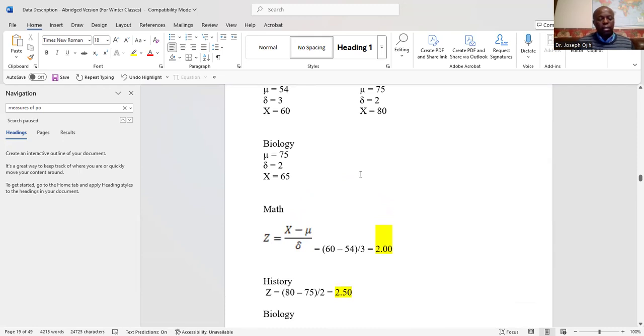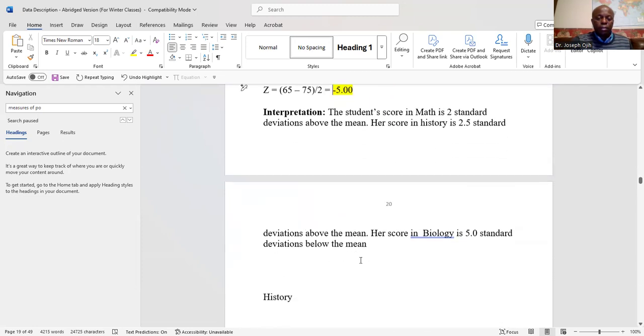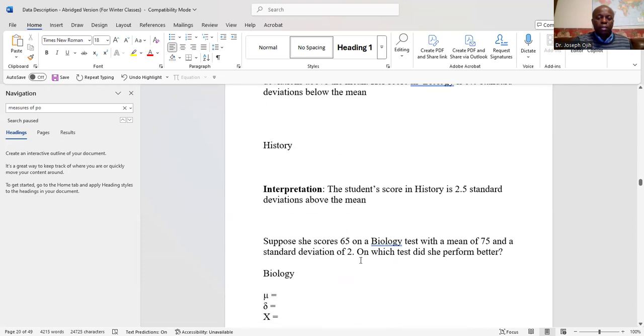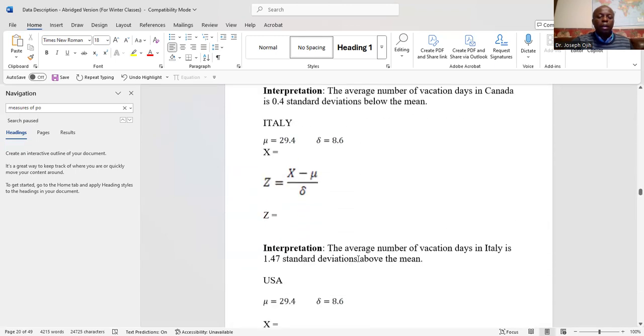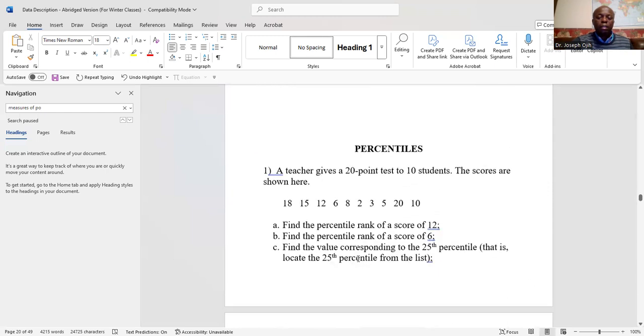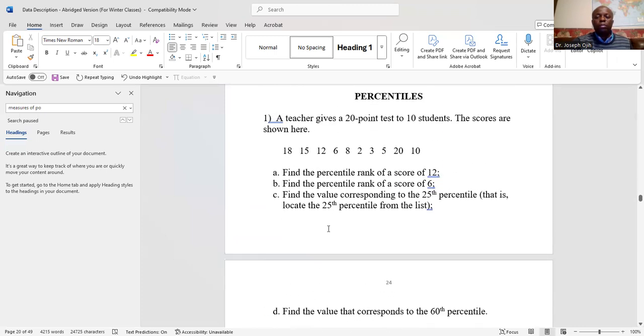Any question on this? Okay, excellent. No question. Now we can go to percentiles. Like I said, percentiles divide the data set into 100 equal parts. So let us see how to calculate the percentiles with this question here.